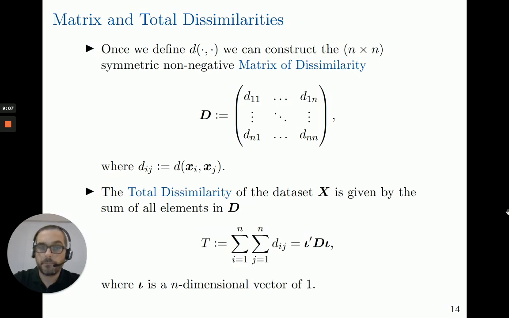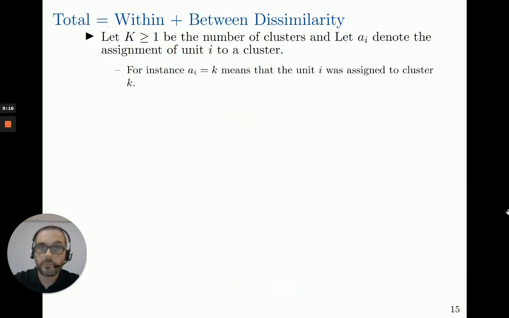We can write it in matrix format as iota transpose D iota. And so the total dissimilarity is the within plus the between dissimilarity. So let K be a number equal to or greater than 1, the number of clusters. Let's assume that we know the number of clusters, and let Ai denote the assignment of unit i to a cluster. So if Ai equals k, lowercase k, it means that unit i was assigned to cluster k.